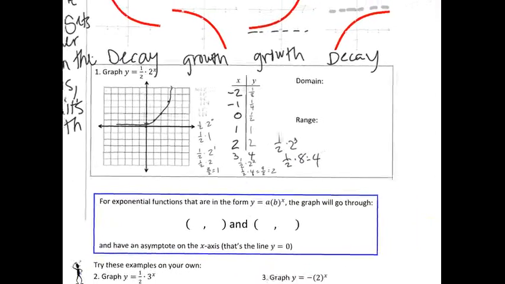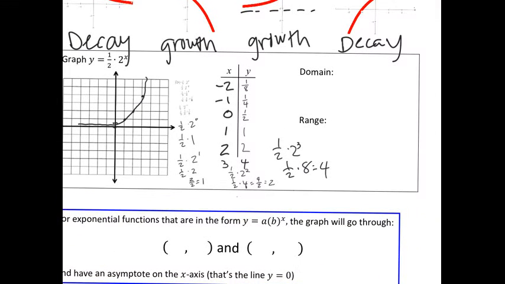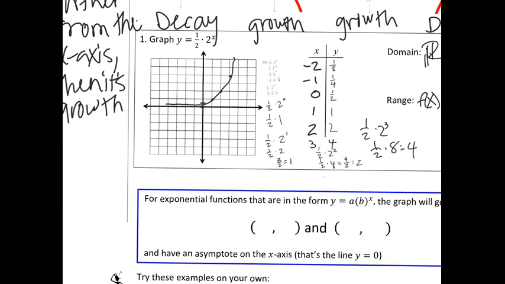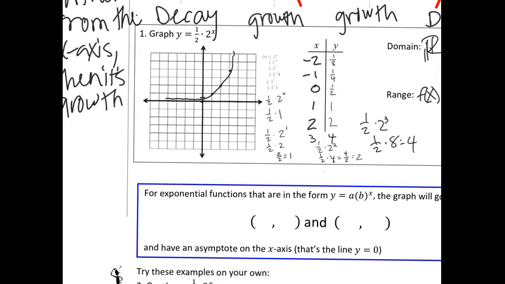So my domain would still be all real numbers. Okay. It's probably always going to be that, for us at least. And then my range would be anything greater than 0, right? Because as long as y is greater than 0, we're fine because we're above the axis.